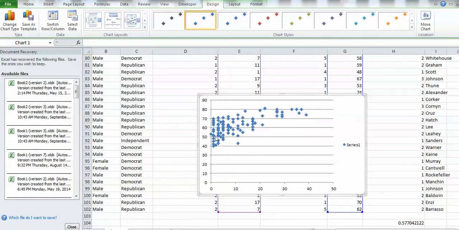So what we can see here is that there's a pattern in which senators who are older up here tend to have been in office longer, because when you look at the younger senators down here, a lot of them haven't been in office very long.